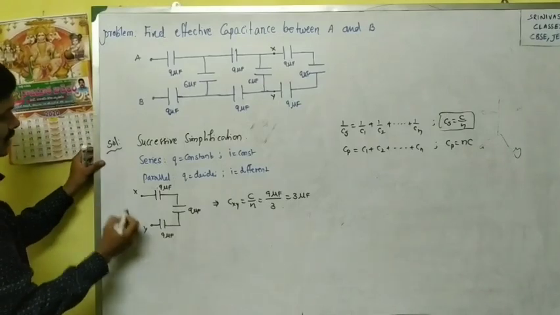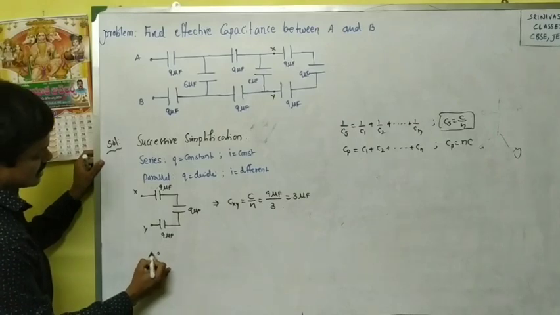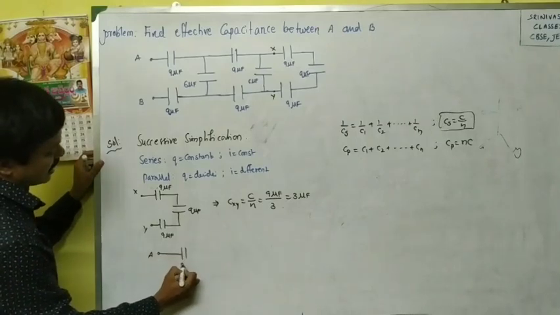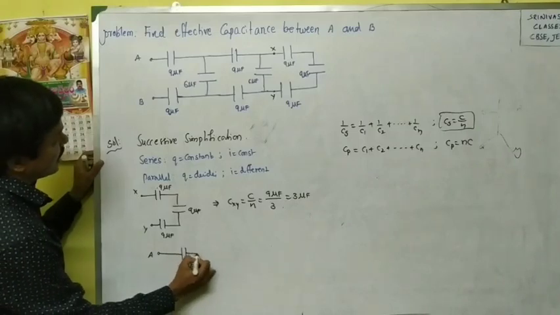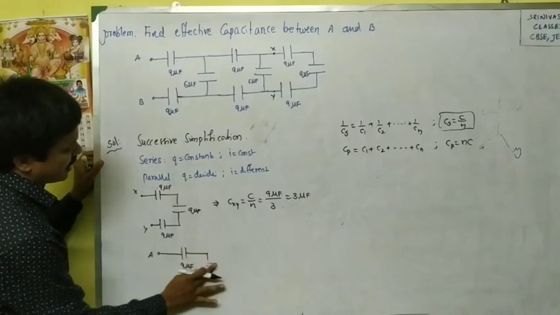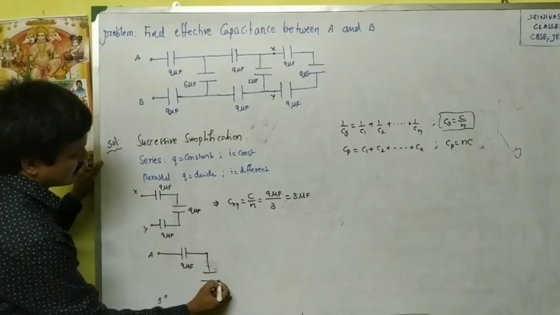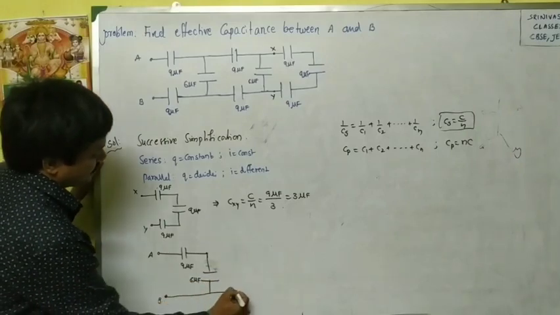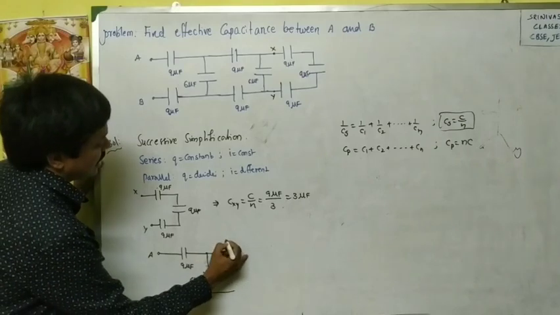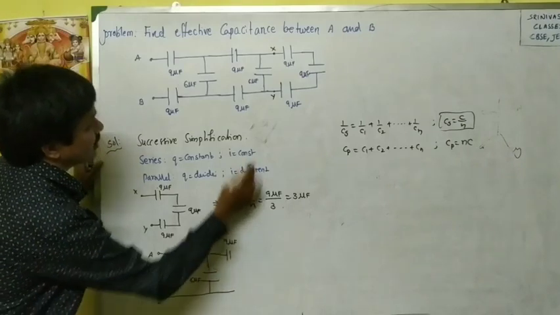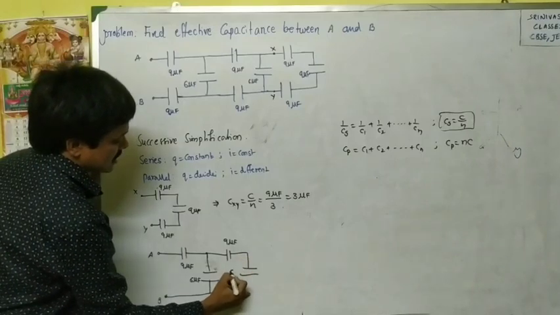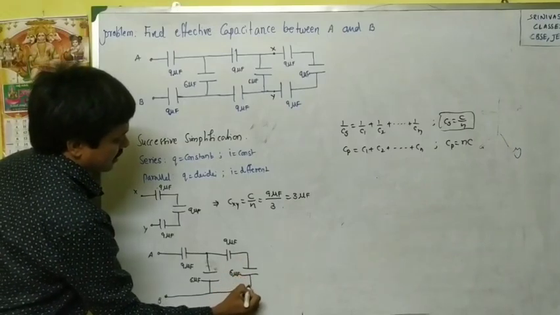Okay, and now let us see here, this is A and this is B, and now this is 9 microfarad, and now this is 6 microfarad, 6 microfarad, and this is again 9 microfarad, 9 microfarad, this is 6 microfarad.